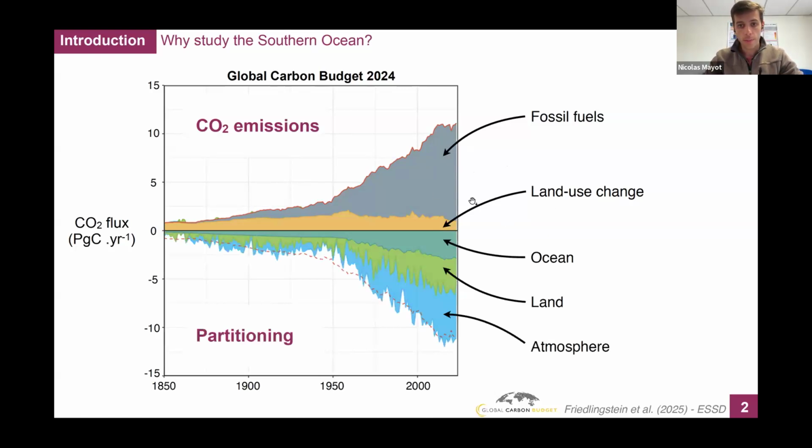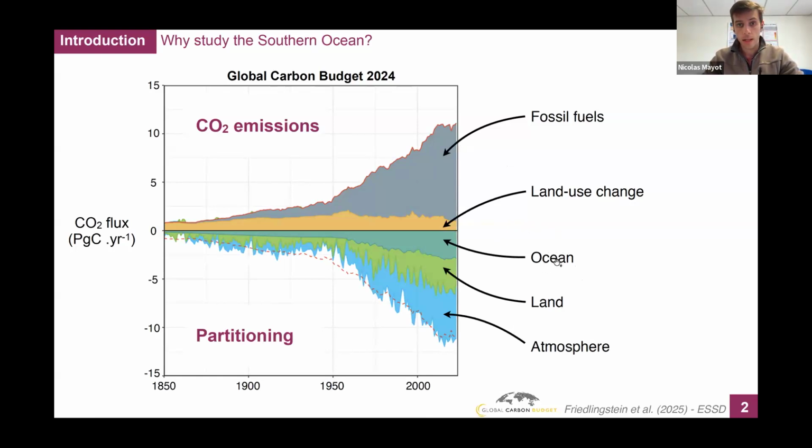Some of this CO2 is being absorbed by the ocean. That's what you call the ocean CO2 sink. Another part is being absorbed by the land biosphere. And all the CO2 that has not been absorbed by the ocean or the land ends up in the atmosphere, where it accumulates and induces climate change.